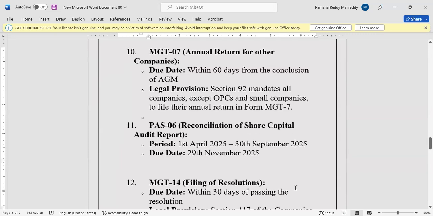Another form, PAS 6. We have already discussed, it is once in 6 months. Reconciliation of share capital audit for the period 1st April 2025 to 30th September 2025. So for the 6 months period, 1st April 2025 to 30th September 2025, the due date is 29th November 2025.